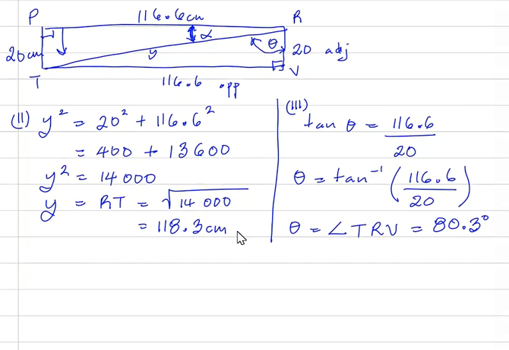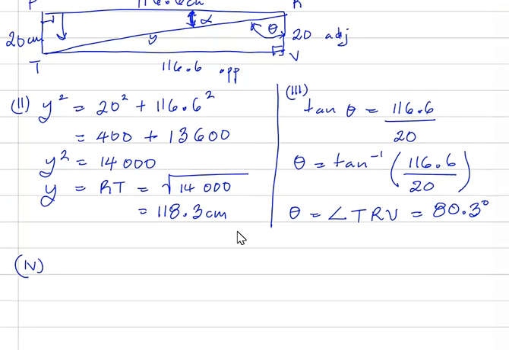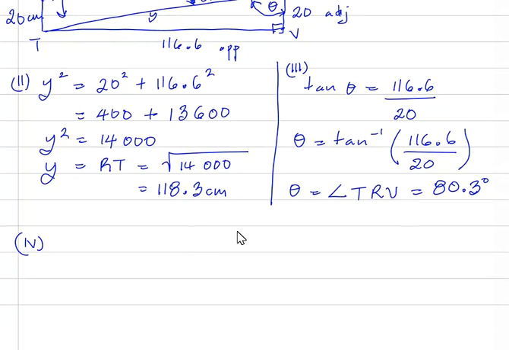So that angle there, IV, the angle. All right, I don't want to write the entire sentence. I'll just write the angle. The size of the angle through which the wire moves from RP to RT is equal to 90 minus the 80.3, and so that angle would be equal to 9.7 degrees.